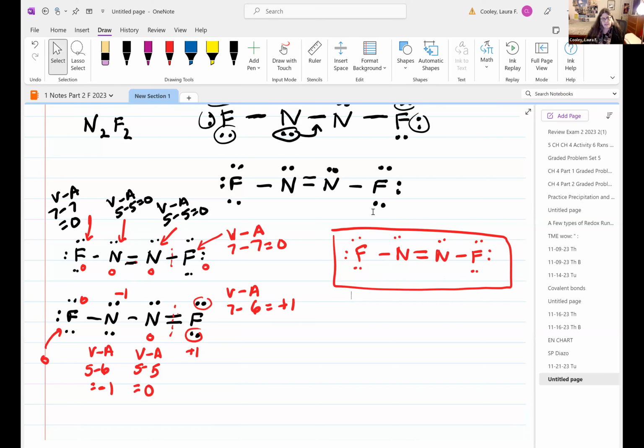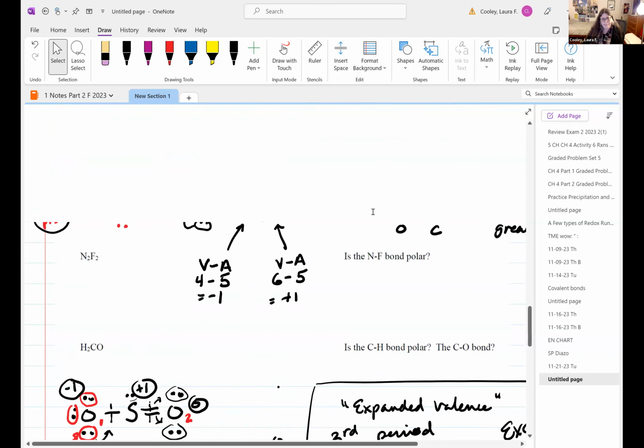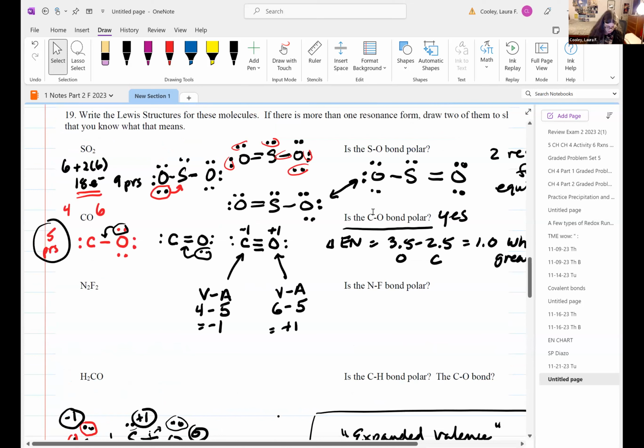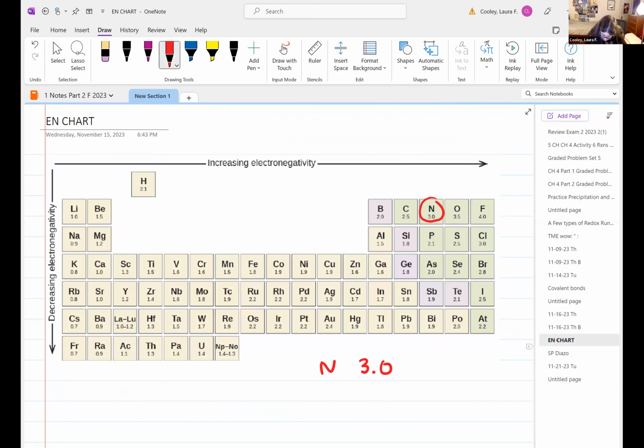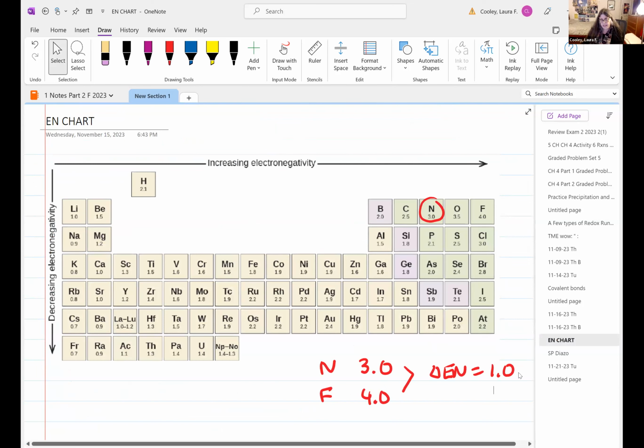Let's go back. We did this one, yay. Is the NF bond polar? So if you look up on the electronegativity chart, here's N, 3.0. Fluorine is 4.0. The difference is 1. And so it's 0.5 or greater. So yes, it would definitely be a polar bond.